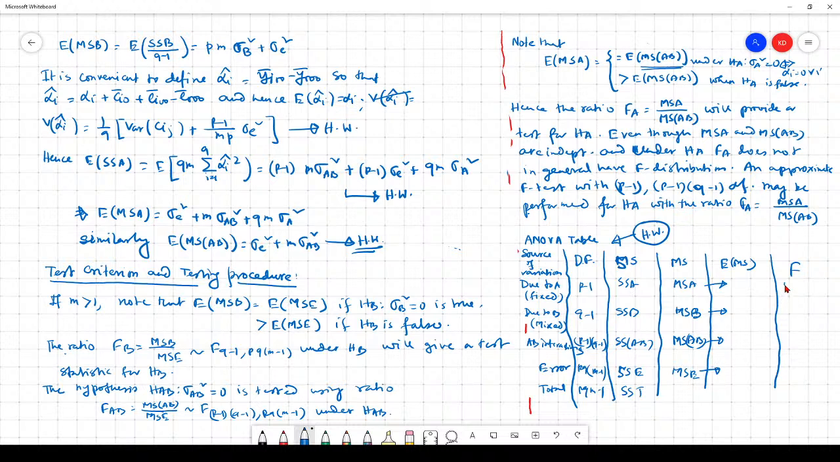Then F ratio: FA equal to MSA by MSAB, FB equal to MSB by MSE, and FAB, this is equal to MSAB by MSE. Okay.